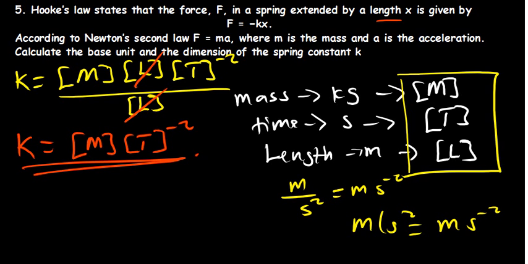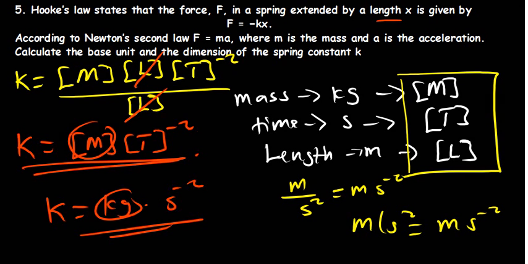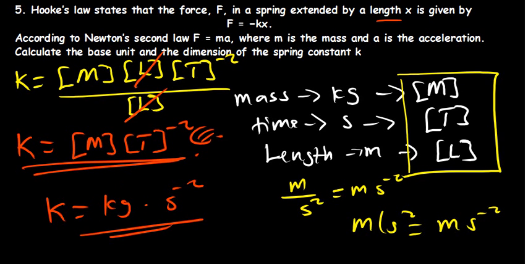And remember we said that the SI units, this was mass, which is kg. That's what we say, the base. Now it was like this. So this is that, this is that. So this is the dimension of the spring constant k. As simple as that.